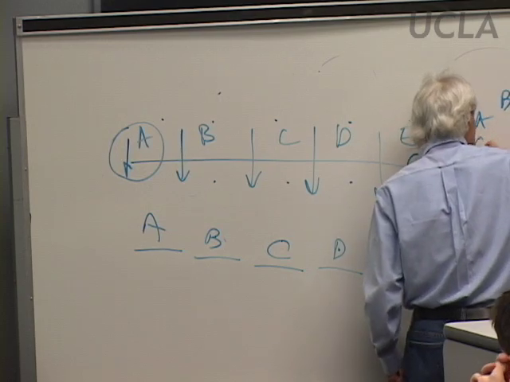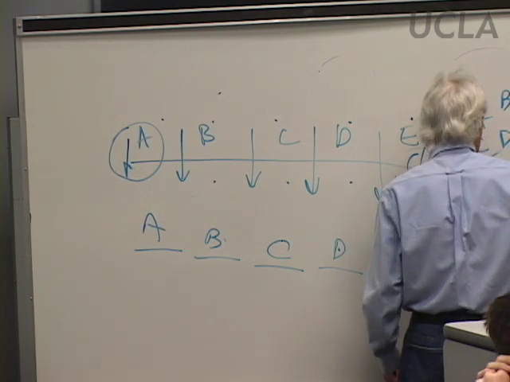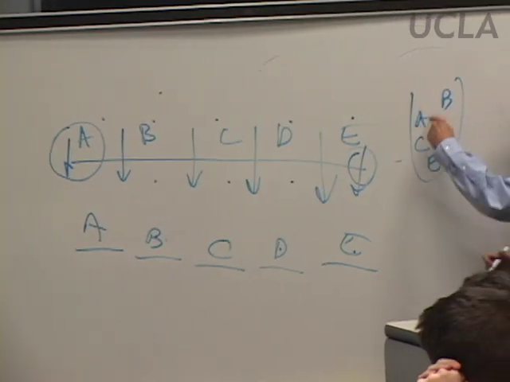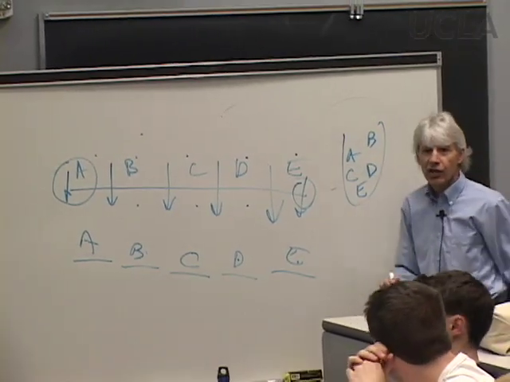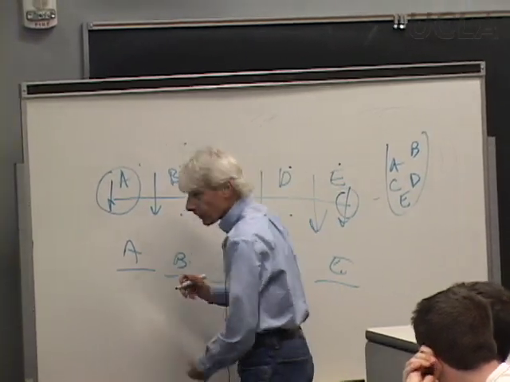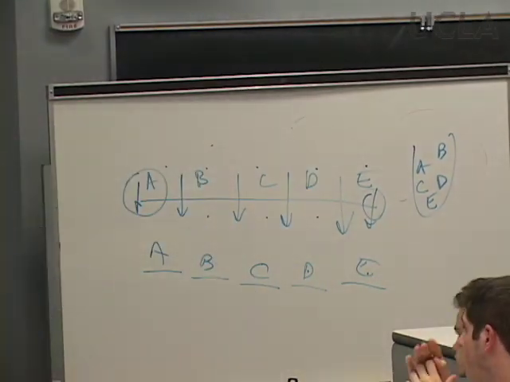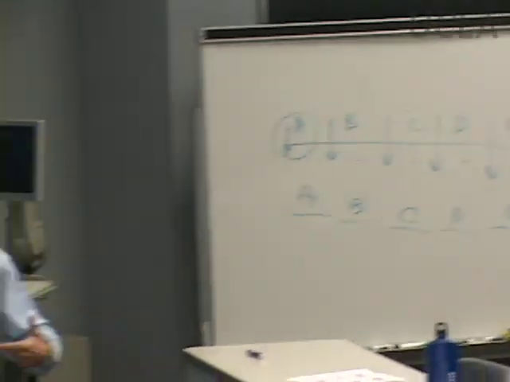A, B, C, D, E. Is there any way you can show the relationship between any of these fragments from this? Are they completely independent of each other? Yes. They're independent of each other. They're all independent of each other.